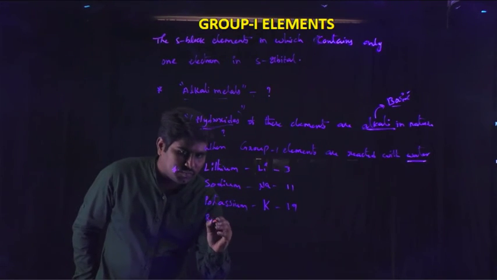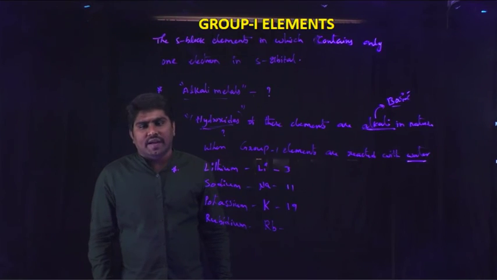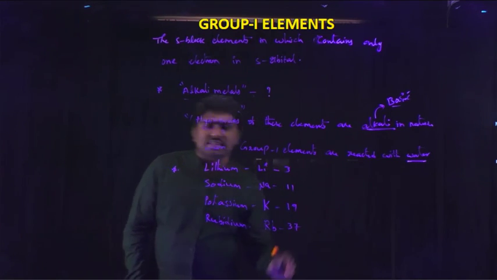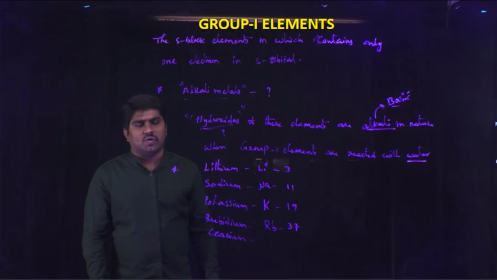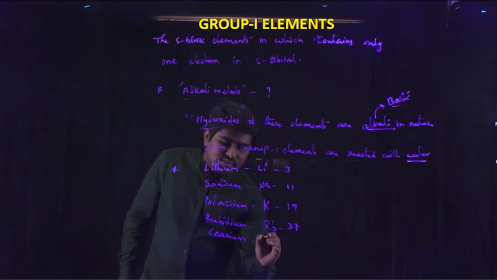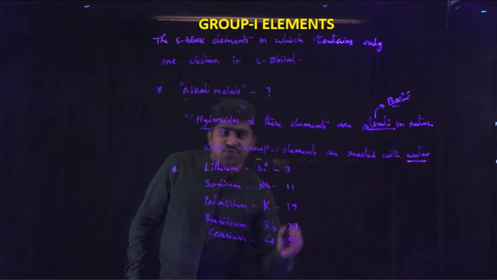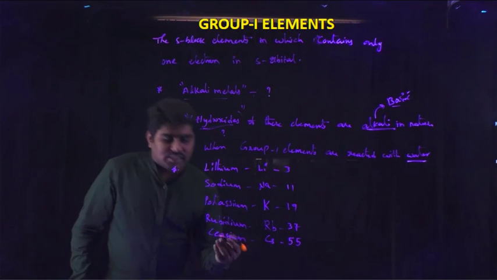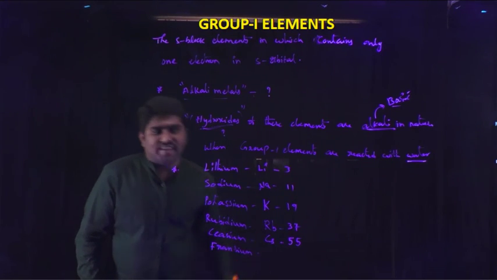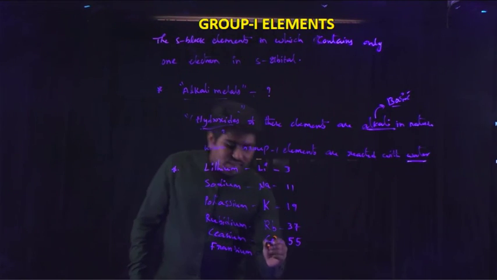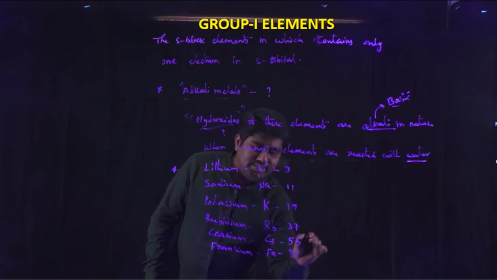Next is rubidium, symbol Rb, atomic number 37. Next, cesium, symbol Cs, atomic number 55. Next, francium, symbol Fr, atomic number 87.